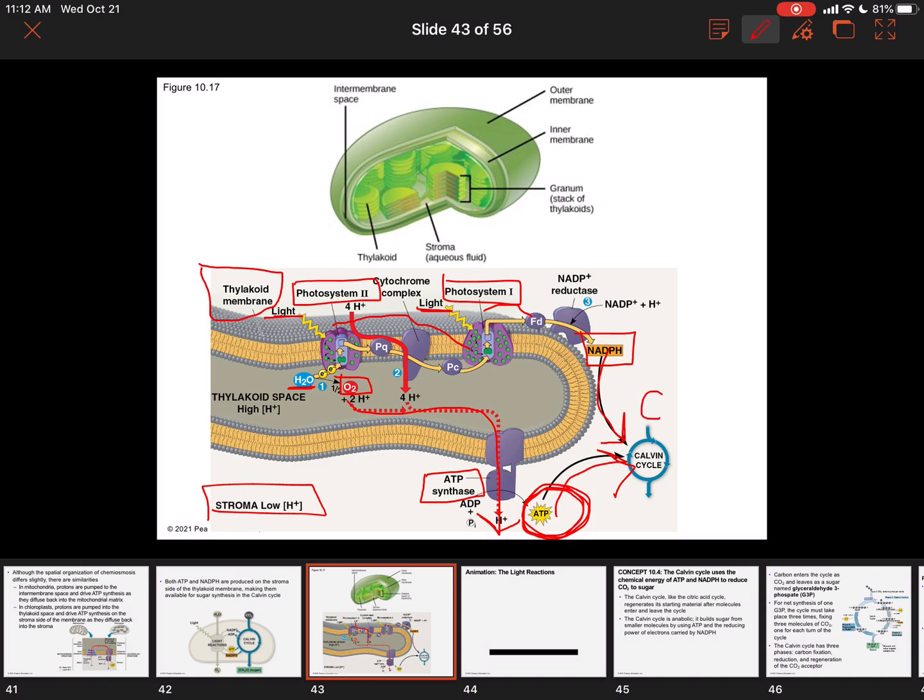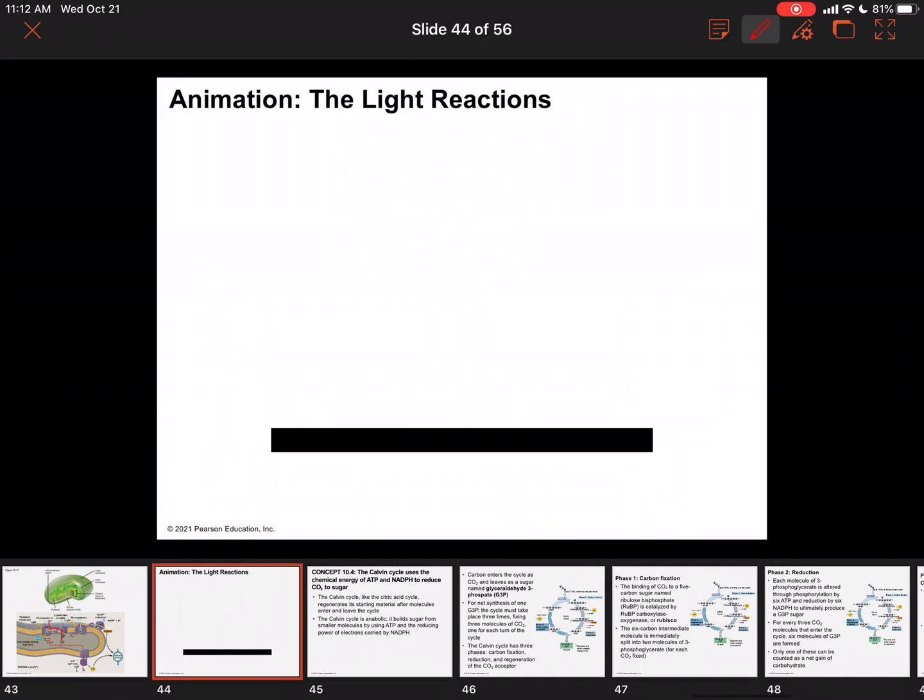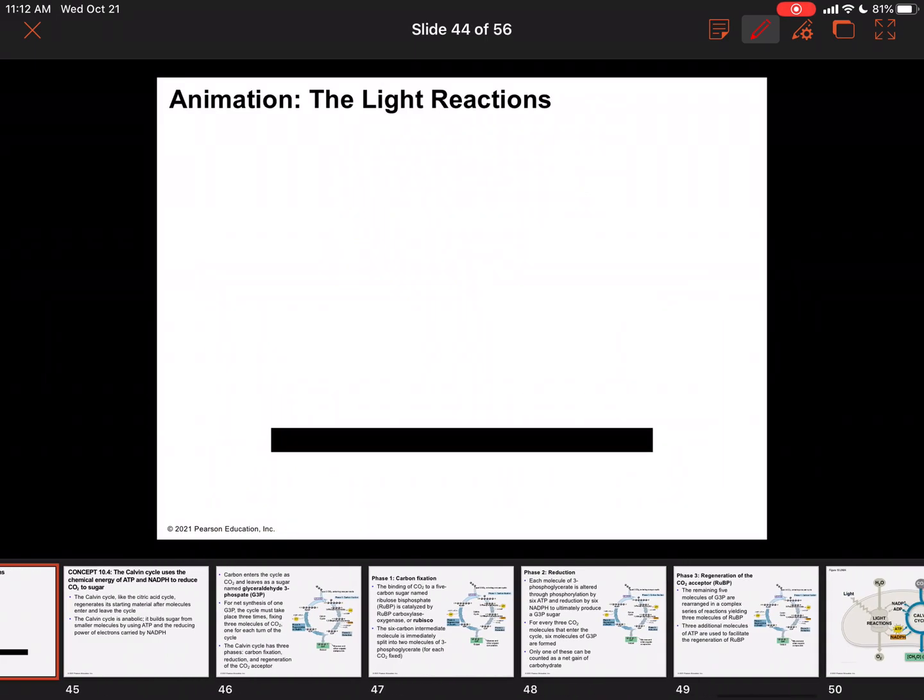We know that plants consume CO2 from the atmosphere. So we're going to see that CO2 will also enter into the Calvin cycle so that the plant can build its sugars. Okay, so that's the main idea for the Calvin cycle taking place. This is an animation of what's going on. I recommend you watch that. All right, we're going to move on.